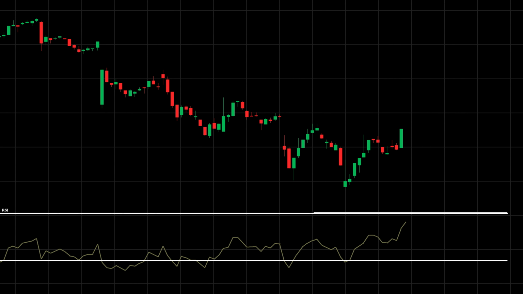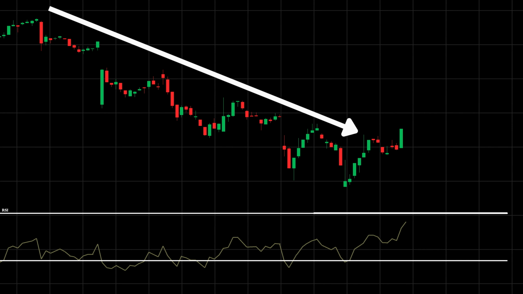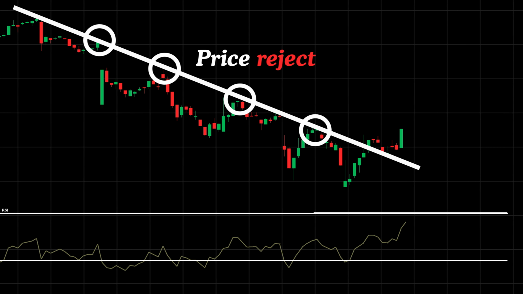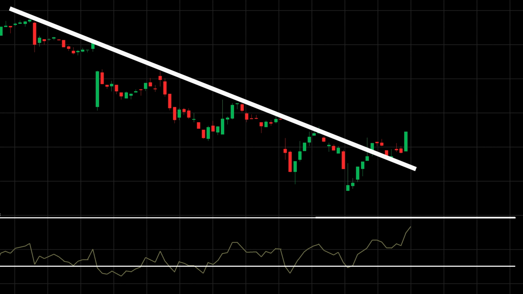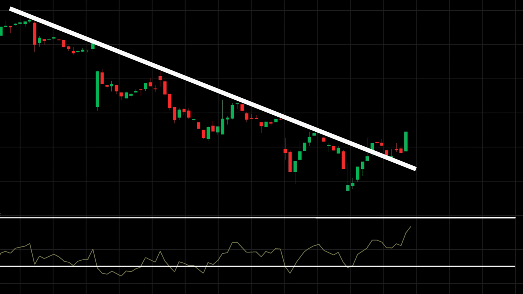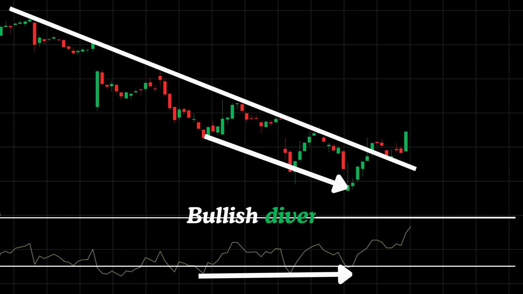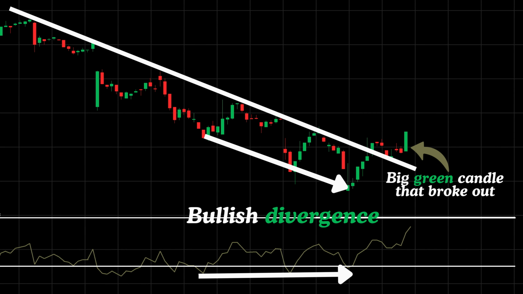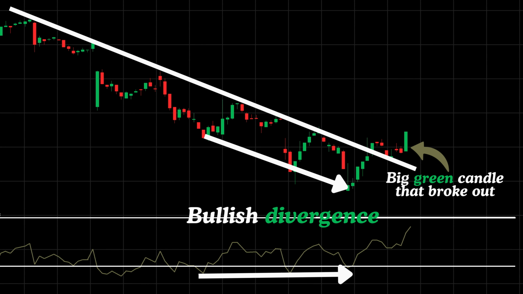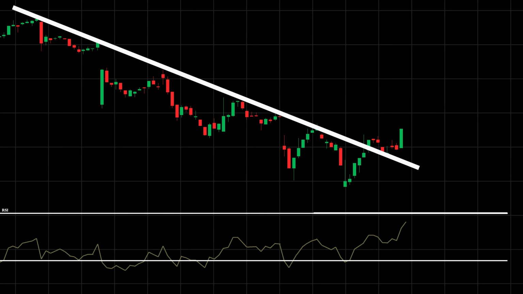As we can see, Shopify was moving in a downward trend while the price rejected this key resistance level multiple times. So, we can draw a trend line here, and the RSI is showing a bullish divergence, followed by a strong green candle that breaks above the trend line. This setup suggests a solid buying opportunity.